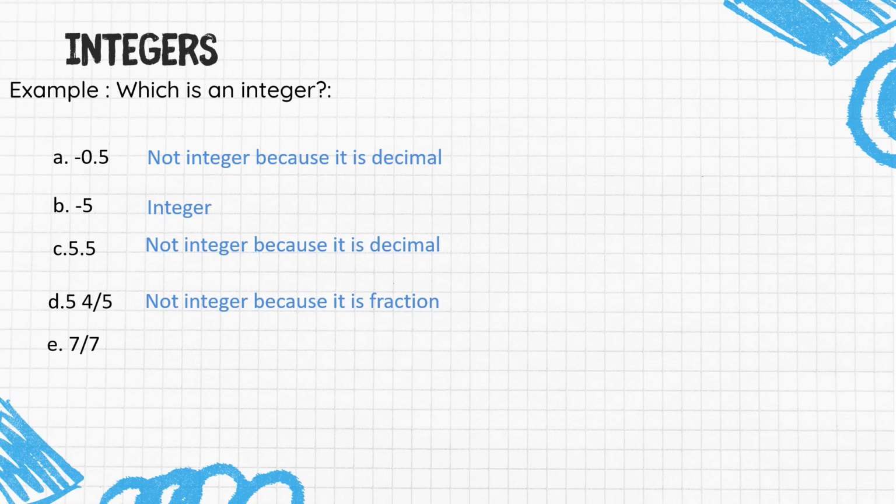Excellent, math champions. Clap for yourself. It is an integer number because 7 over 7 equals 1. It is not a fraction. The next one, 12 over 3. Is it an integer number, math champions? Excellent. It is an integer number because 12 over 3 equals 4. Okay, that's very good.